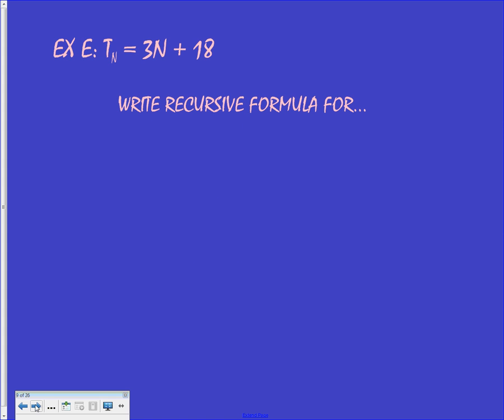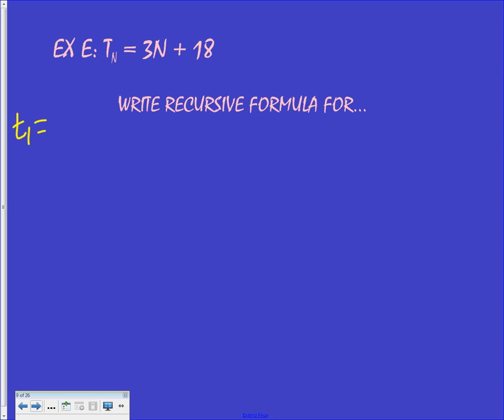Okay, let's try example E. This one says write the recursive formula for the sequence t sub n equals 3n plus 18. Oh, well, that looks kind of nice, right? This is the formula from yesterday. One line was explicit. Well, I don't really know what this sequence looks like, so before I even start to write my formula, I need to know what's going on. So let's find a few terms.